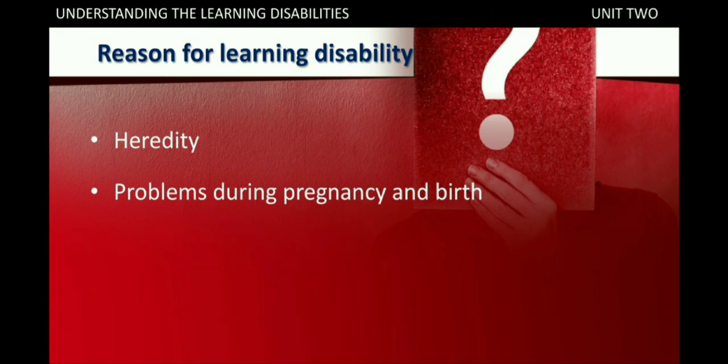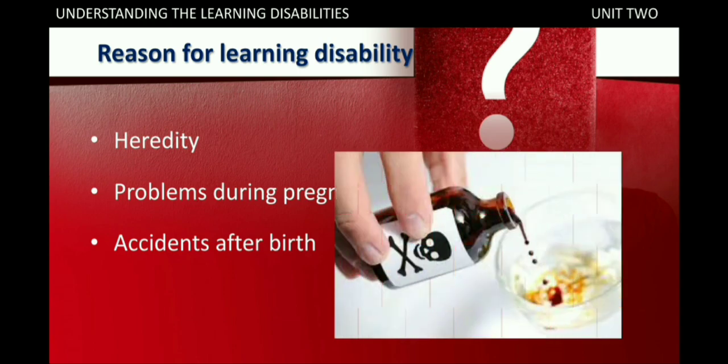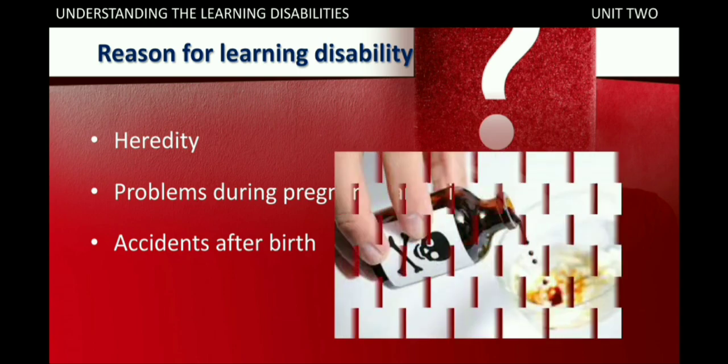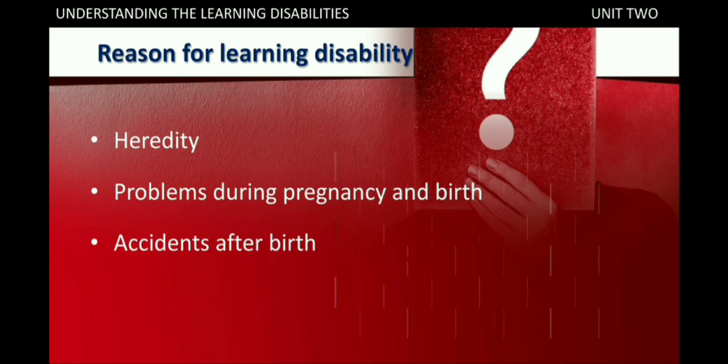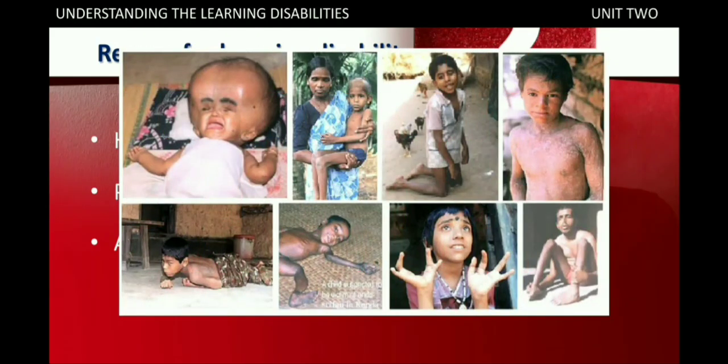Premature or prolonged labor is one of the reasons for this. Then the accidents after birth, it may be head injury, it may be exposure to poisons and all. And you might have seen one incident in Kerala, the endosulfan tragedy, because this is the result of the endosulfan tragedy. So if they are exposed to that kind of chemicals, of course the learning disability will happen.